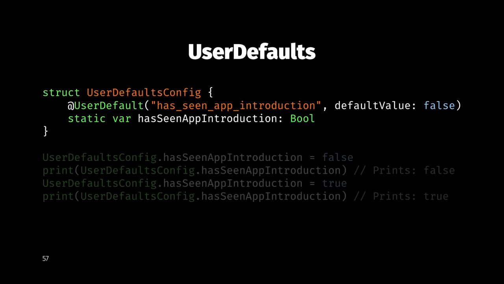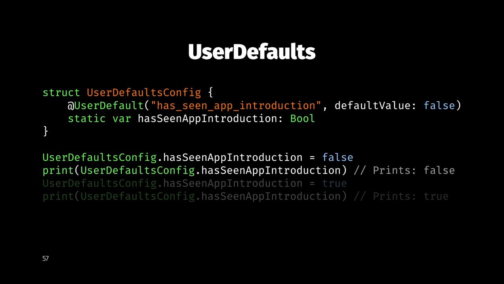So with this, we can now implement UserDefaults in a much nicer way, because we don't have to implement a new computed property for every new value that we want to store. We just have to declare a static variable, annotate it with UserDefault, provide to the wrapper the key that we want to use and a default value, and that's it. We are now able to use it inside our app, and it's going to behave as expected.